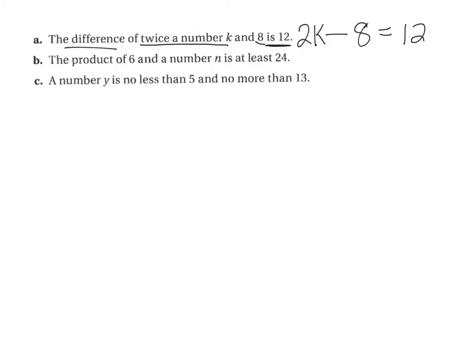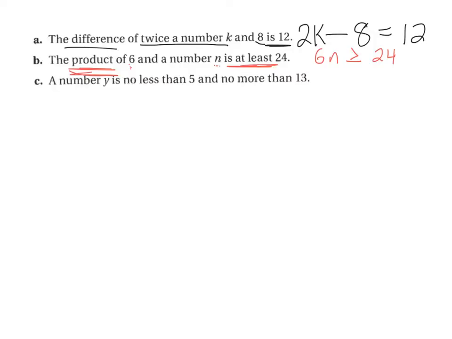Let's check out example B here. The product of 6 and a number n is at least 24. So product means multiplication, and I'm multiplying 6 by n. So 6n is at least 24. So I'm comparing it to 24. And at least, remember again, that means greater than or equal to, right? 6n can be equal to 24. It can be more than 24, but 24 is the least it can be. So it can't be any less than 24.